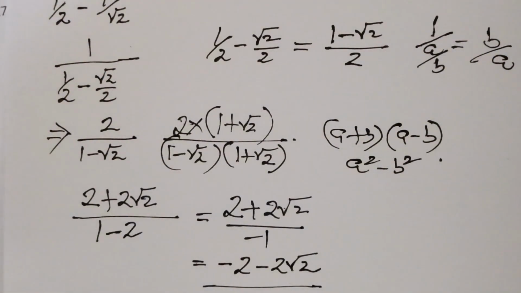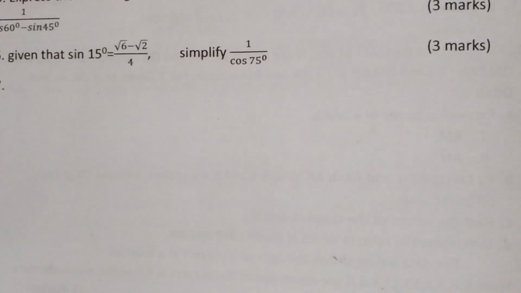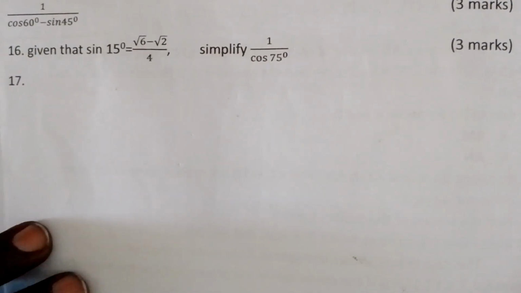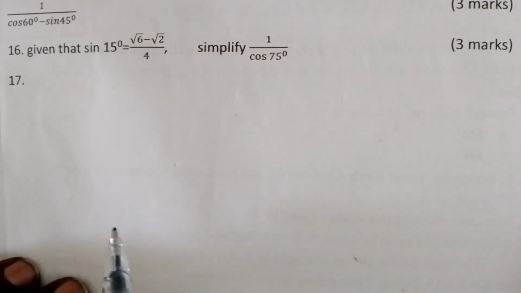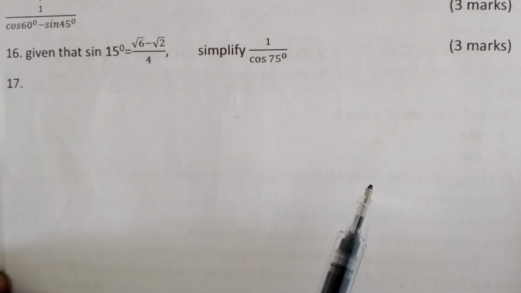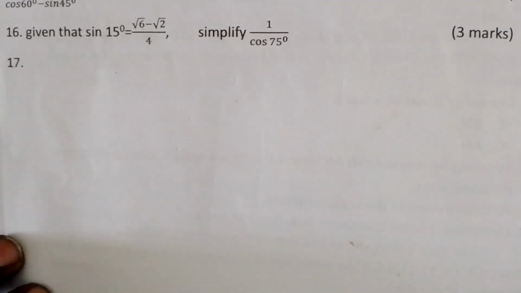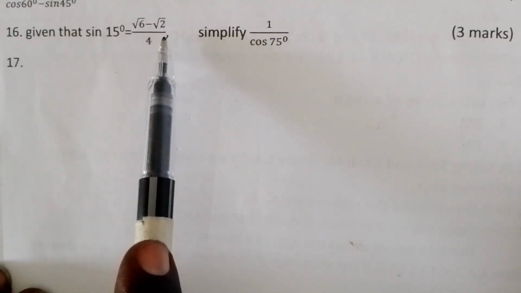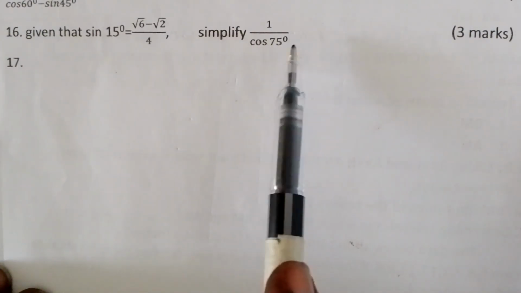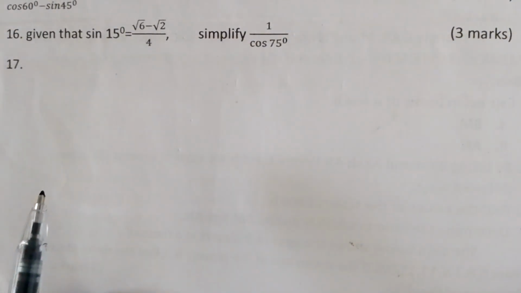In another question related to surds, in question 16, given that sine 15 degrees is equal to root 6 minus root 2 over 4, simplify 1 over cos 75 degrees.